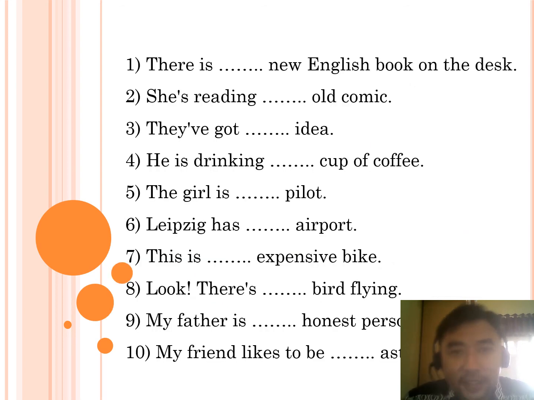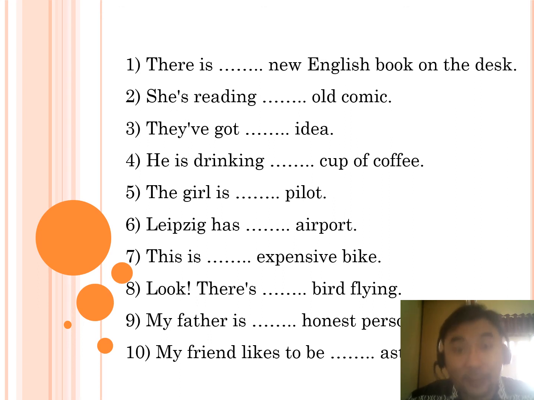Nah, kita berikan contoh di sini latihan. Ya latihan berikutnya kita masih menentukan bentuk artikel apa yang lebih tepat di sini ya. We have to put which of the articles that best describe or that best complete these sentences ya. Yang mesti yang tepat dengan kalimat space kosong di bawah ini yang ada dari nomor 1 sampai nomor 10. There is blank new English book on the desk. Ya, yang lebih tepat apa?